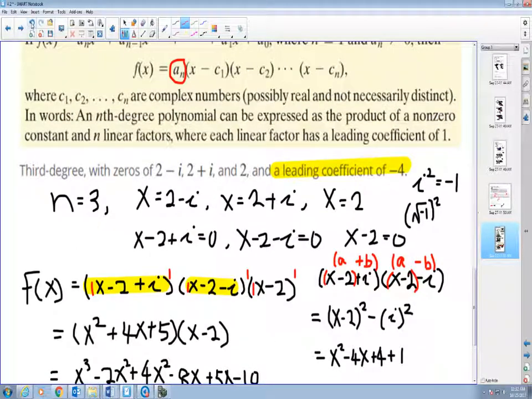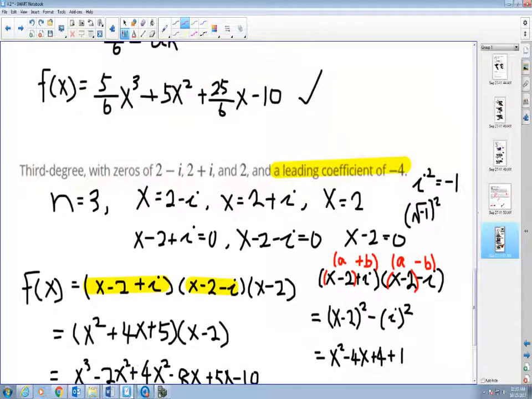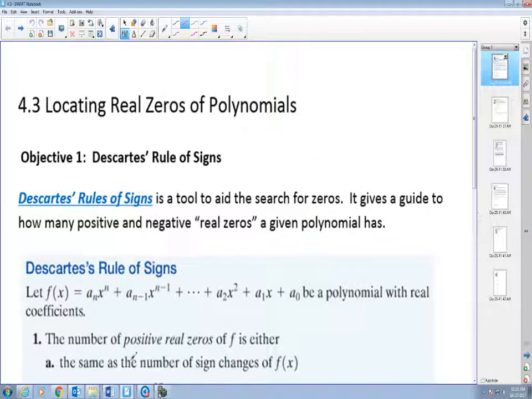Alright, so with all these theorems in mind, let me introduce you another one. So again, this theorem in 4.3 has something to do with finding the zero. The Descartes' rule of signs is kind of hard to comprehend, for the simple fact that it's not the theorem that is hard, it's how do we actually use it.